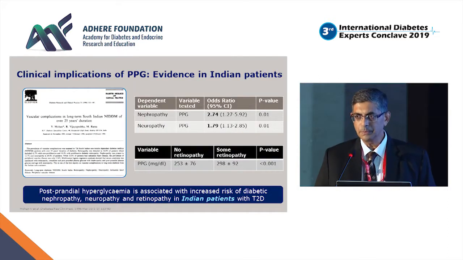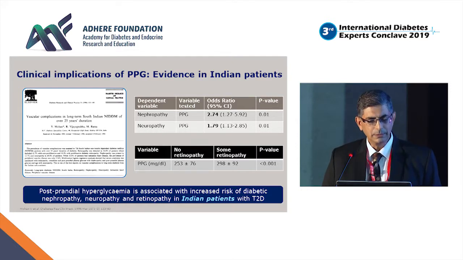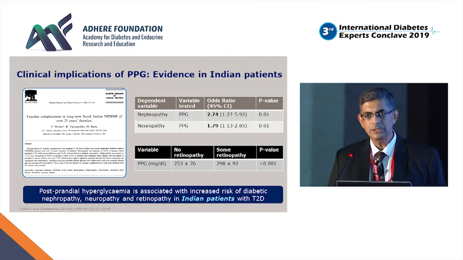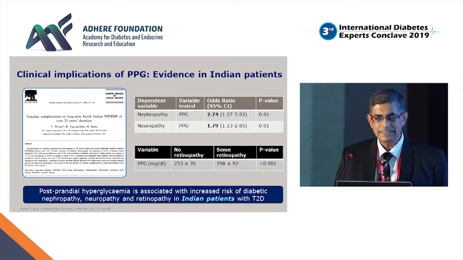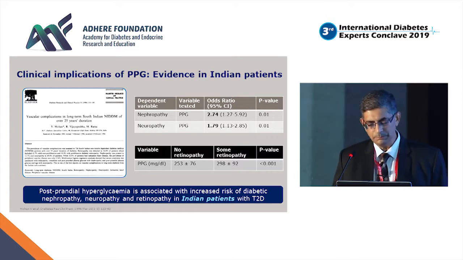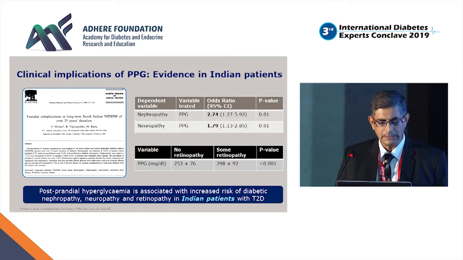Now this is a very good paper by Dr. Mohan and his group, and they looked at the vascular complications in the population over a 25-year duration. This was a population-based study, and in about 726 South Indian people, studied over about 25 years, they found retinopathy in about 52% of the population. 41% had non-proliferative retinopathy. Nephropathy was present in 12%, neuropathy in 69%, and 32% had ischemic heart disease.